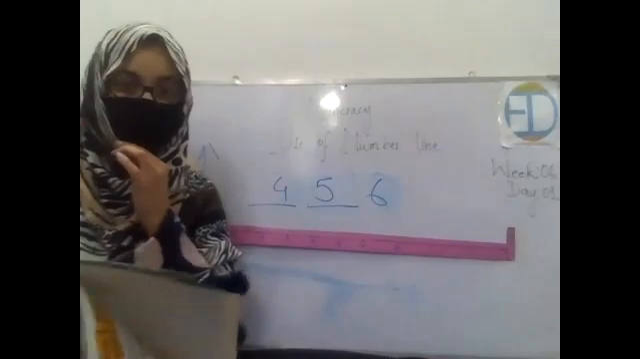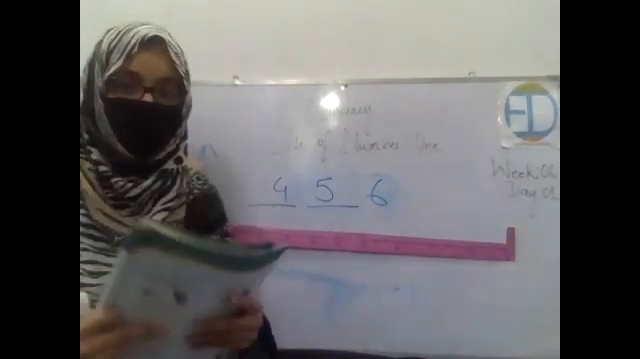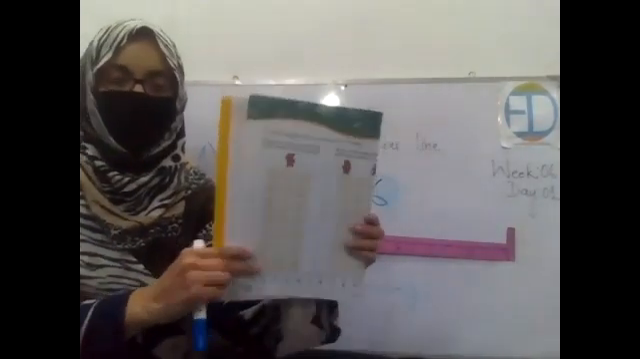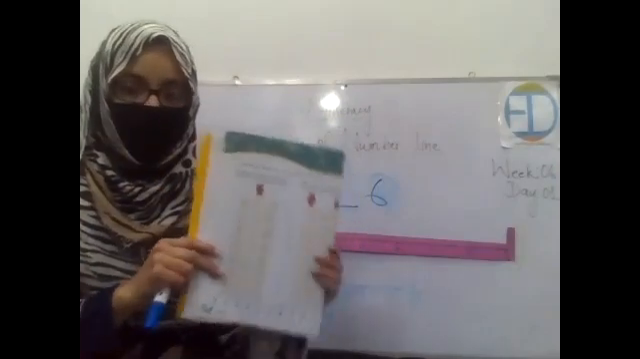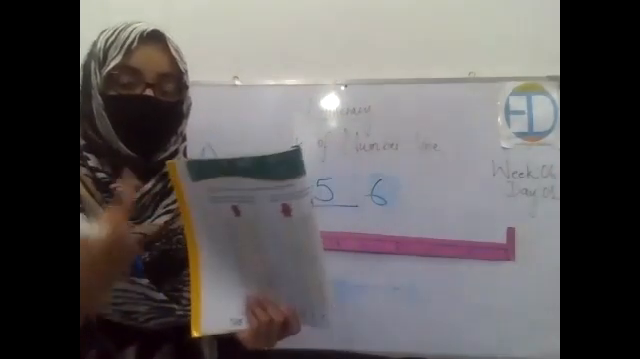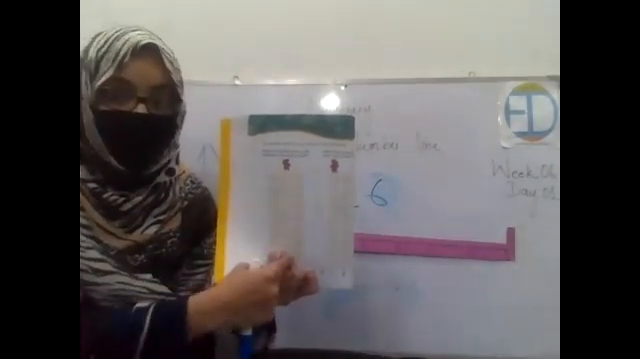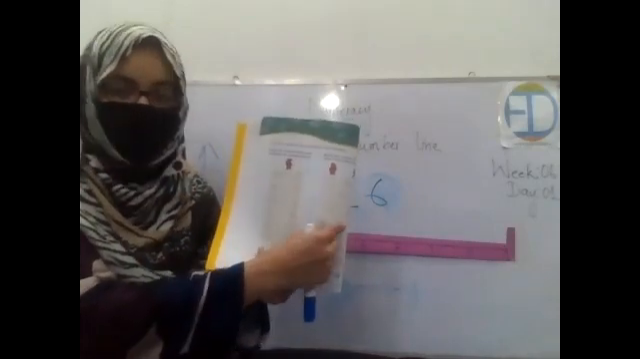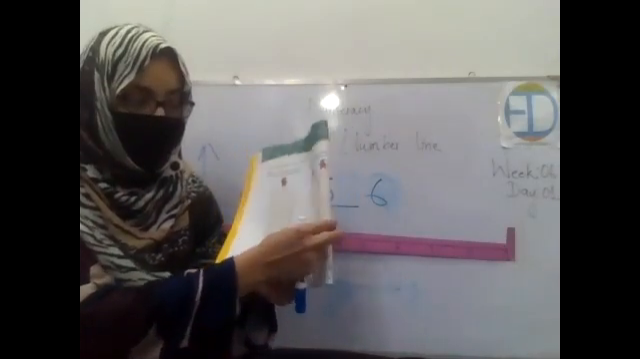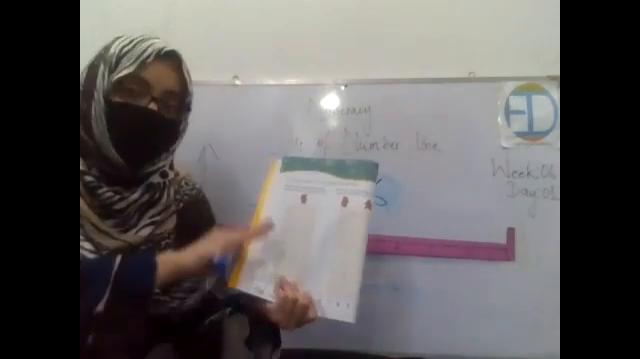Now what you need to do is solve these questions which are given in your book. There are two types of questions on this page. The first is that you are supposed to find the numbers that come in between these numbers, and the second part is that you are supposed to find the numbers that come before and after.